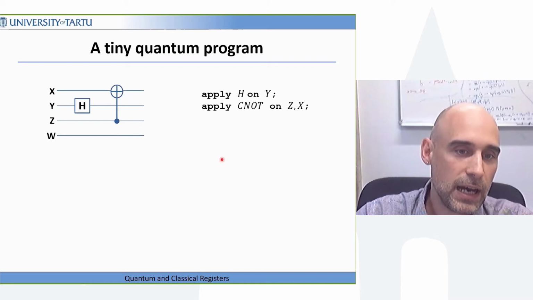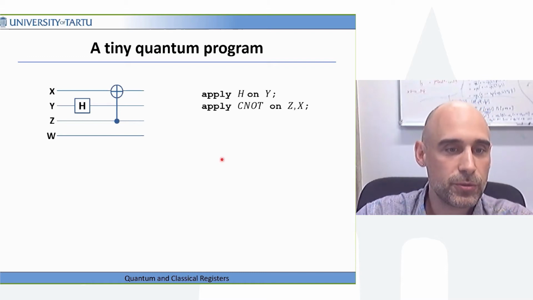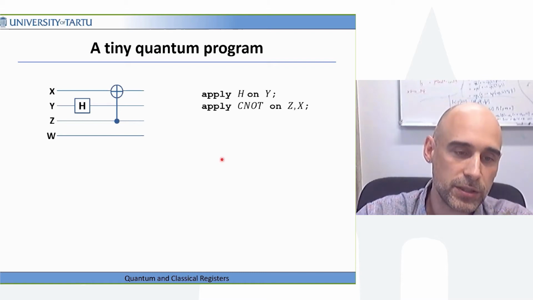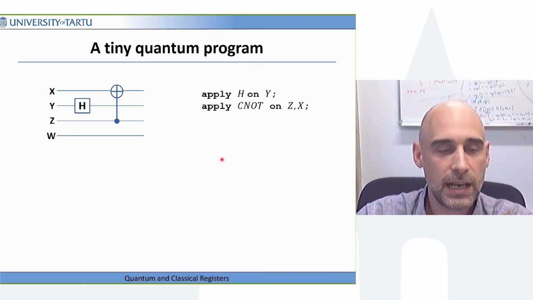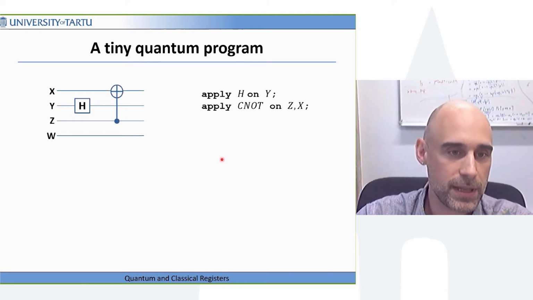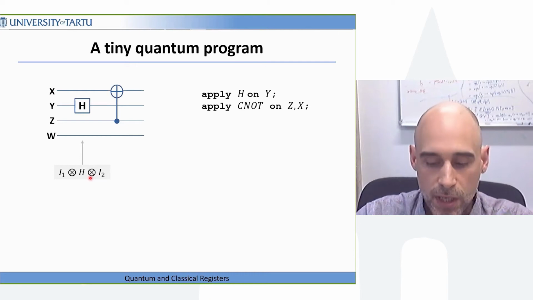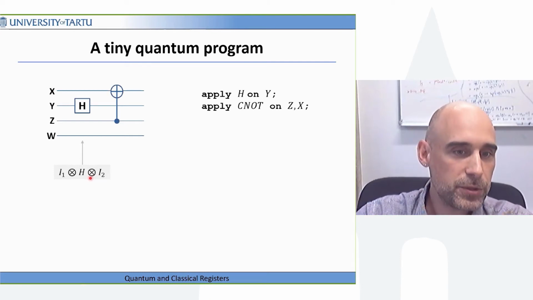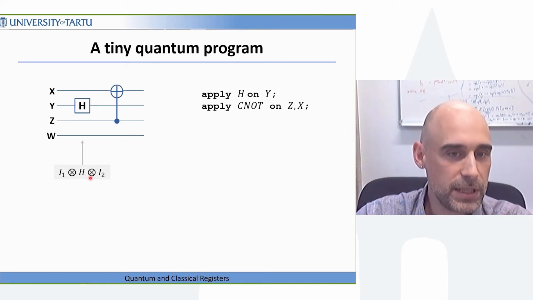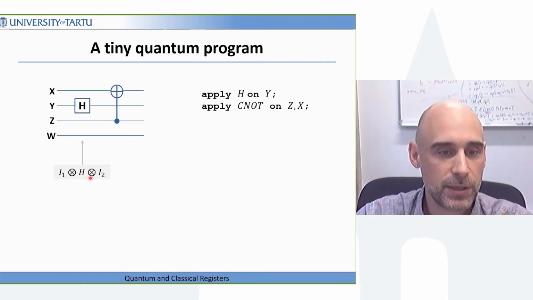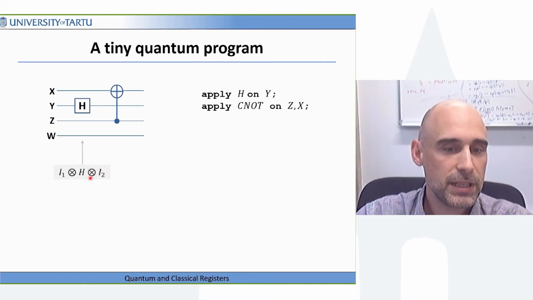And you see here, I apply a Hadamard to register Y, and then I apply a C0 with control on Z and flipping the X register. So if I want to give some semantics or some meaning to applying H to register Y, basically I would come up with the fact that this, described as a matrix or an operator, would be the identity on one qubit, tensor Hadamard, tensor the identity on two qubits.